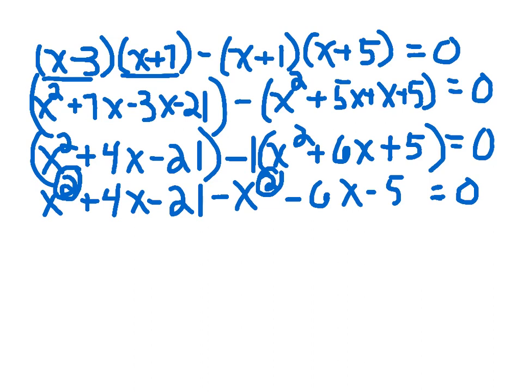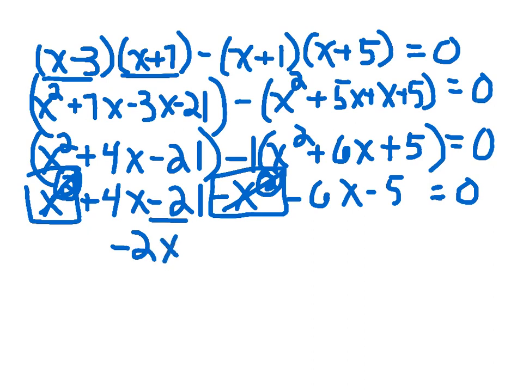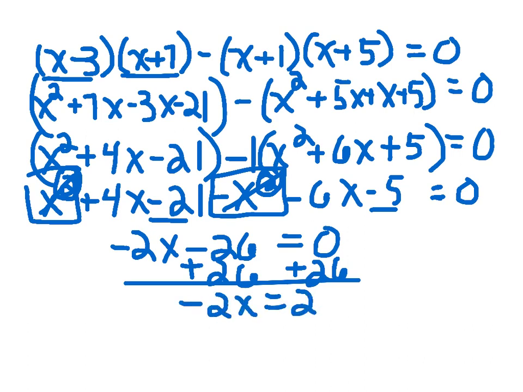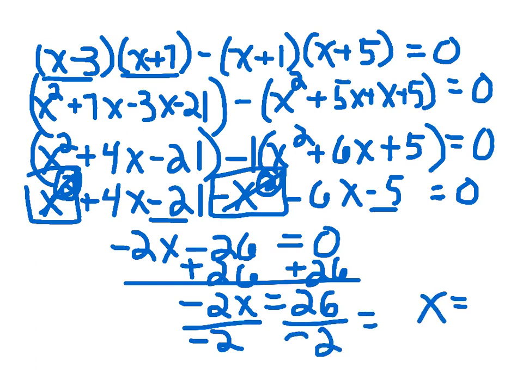It's a convenient quadratic equation because when I combine these like terms, the quadratic terms go away, and I'm left with 4x minus 6x, or negative 2x, and negative 21 minus 5, or negative 26, equals 0. I need to get my numbers on one side and my variables on the other. And when I divide by negative 2, I get x equals negative 13. More of this tomorrow.